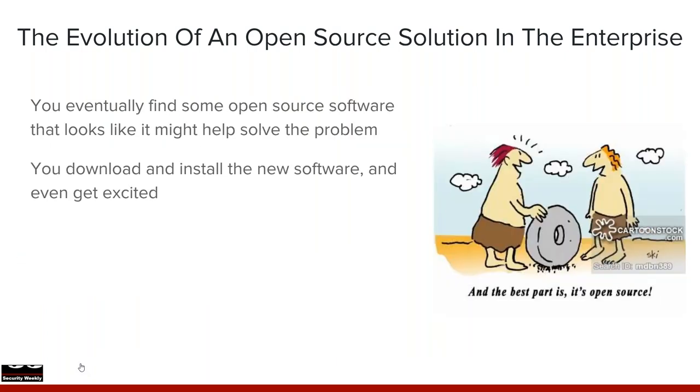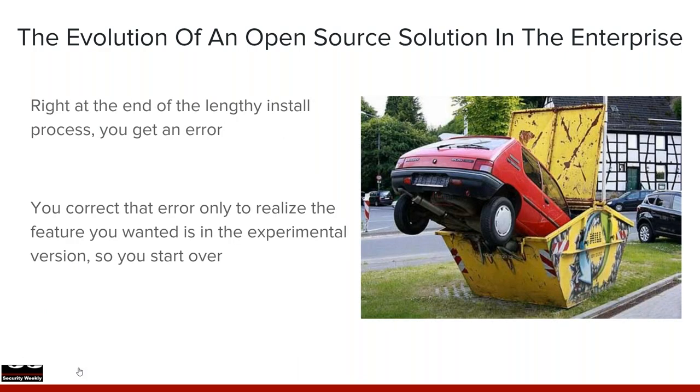So in the next slide, you've actually found some open source software, you've got it downloaded and installed, and you're really excited, right? And then in the next slide, right at the end of your lengthy install process of this open source software, you get an error and it crashes, right? Either the software doesn't run because of segmentation faults, or you realize that once you've got it running, you need an experimental version or some different branch of that open source software. So you basically have to throw everything in the dumpster and start over.